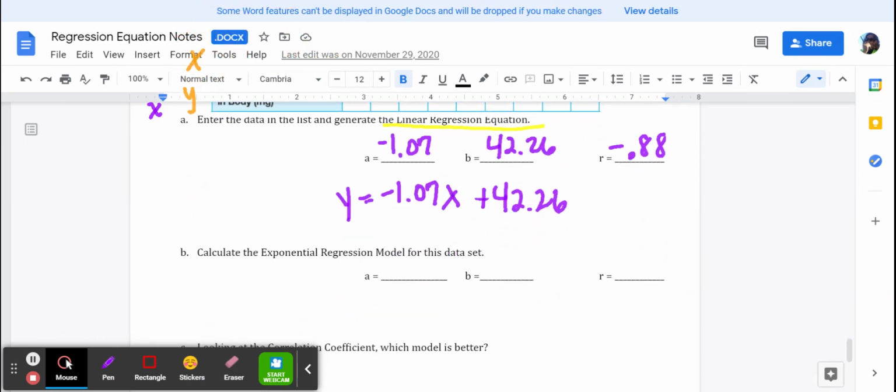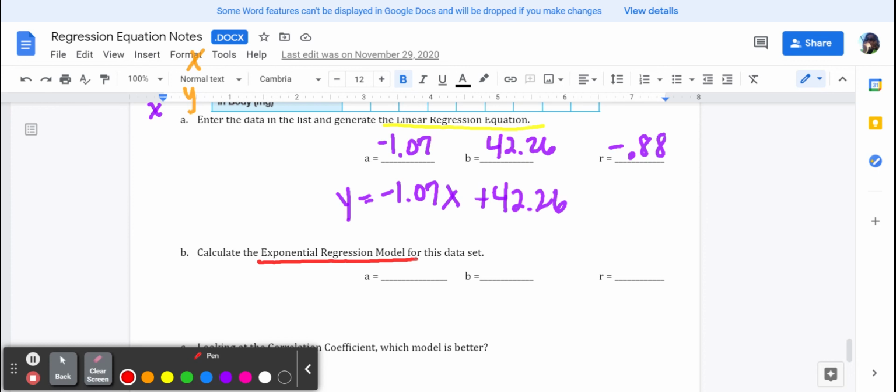Now part B asks us to notice how it's changed here, calculate the exponential regression model. So I already have all my values in the calculator. At this point, I just need to hit second data. And instead of choosing option 4, I'm going to find the option that says exponential regression. Again, your X list needs to be L1, your Y list needs to be L2, and then you hit calculate.